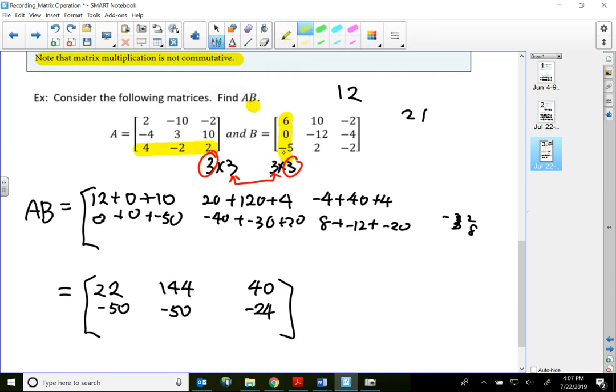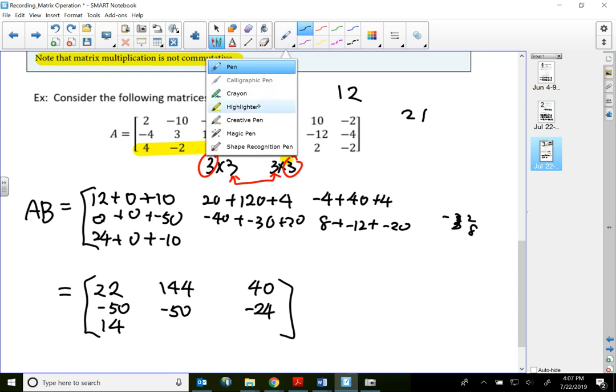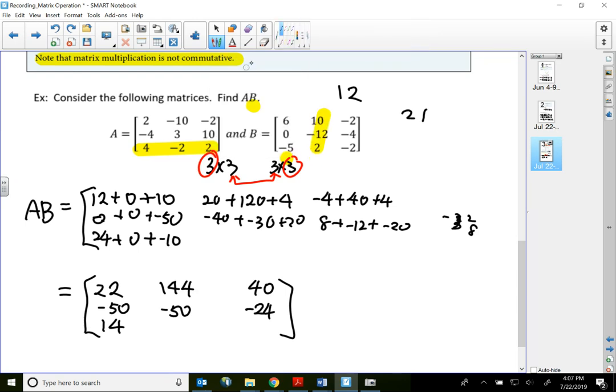Third row, first column, 3, 1 entry. 4 times 6 is 24, plus negative 2 times 0 is 0, 2 times negative 5 is negative 10, so that will be positive 14. All right, second column, just be careful, okay? 4 times 10 is 40, that's positive 24, and that's positive 4, so that's 28, 68.